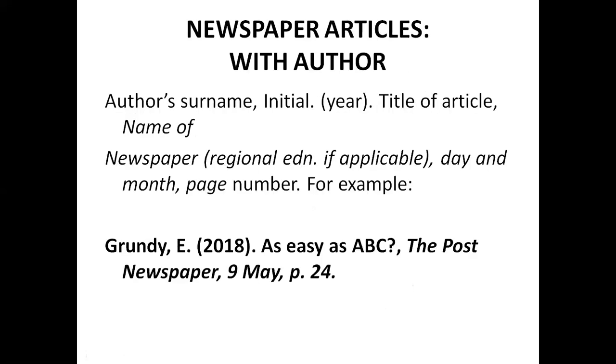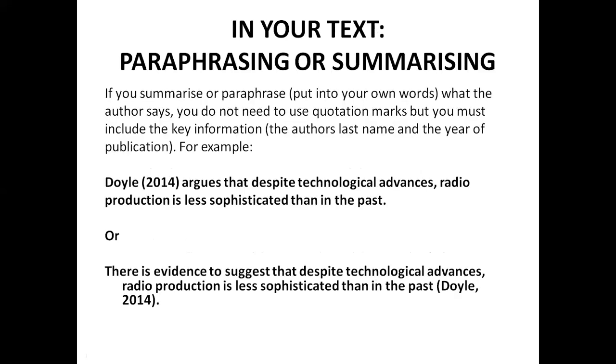If it's a newspaper article, the surname, initial of the author, the year in brackets, then the title of that article in the newspaper, and then you write the name of that newspaper, the Post newspaper, and then the date of the publication, the day of the publication and month, and also the page number of where it was published within that newspaper. All these we're talking about, that's what you put in your reference list. At the end, you have to develop a reference list.